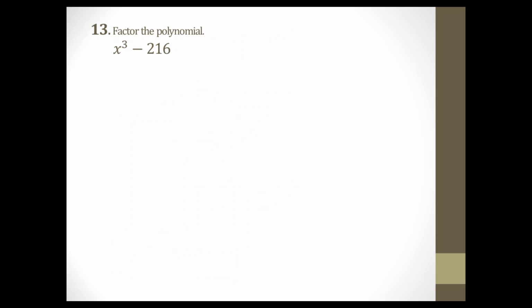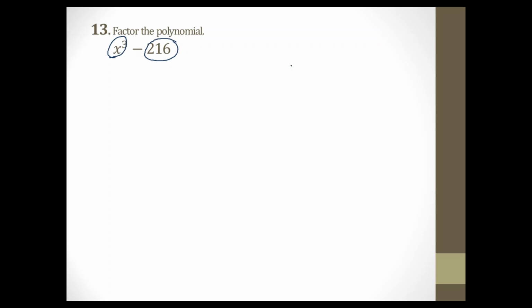Okay, question number 13. This one says factor the polynomial. There were a lot of different factoring methods, but in this particular problem, you should be realizing right off that we are dealing with the difference of perfect cubes, because this first term is a perfect cube and the 216 is a perfect cube, and then we have a minus sign.